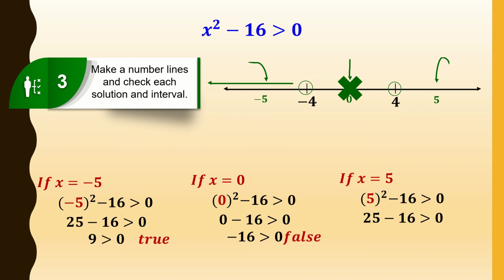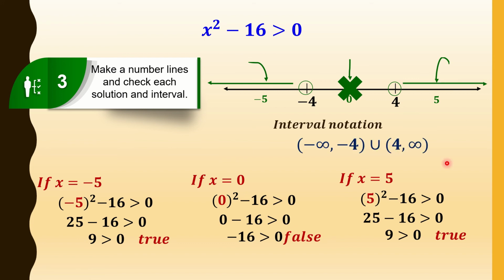And 25 minus 16 is equal to positive 9, which is greater than 0. So, meaning, the points between positive 4 up to positive infinity are included. So, our interval notation will be the union of the set of negative infinity to negative 4 and positive 4 to positive infinity. Here, I'll use parentheses since negative 4 and positive 4 are not included.